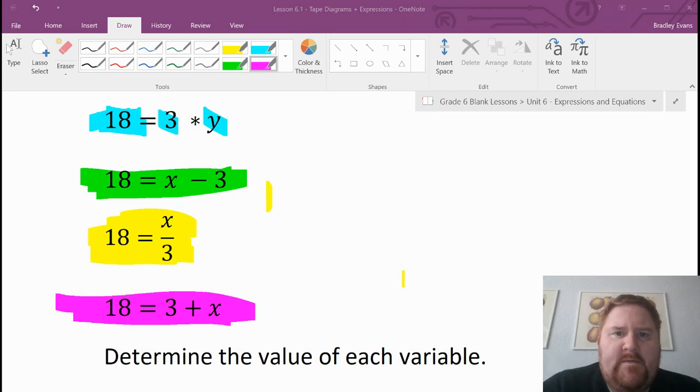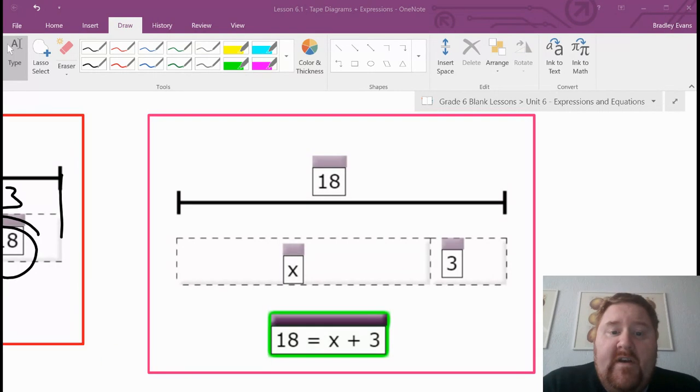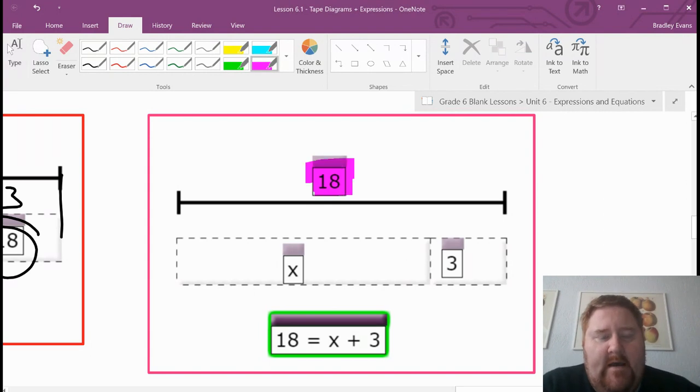The last one I'd like you to take a look at, team, is 18 equals 3 plus x. How would you draw that as a tape diagram? Pause and try. So hopefully your tape diagram looks similar to mine. I have my total here of 18, and it's the same as x plus 3.